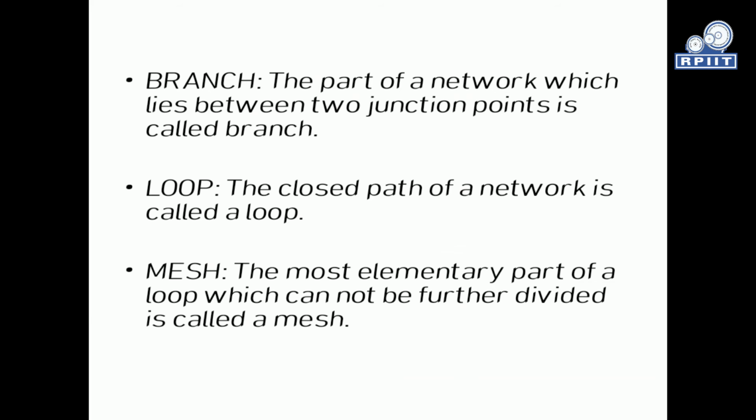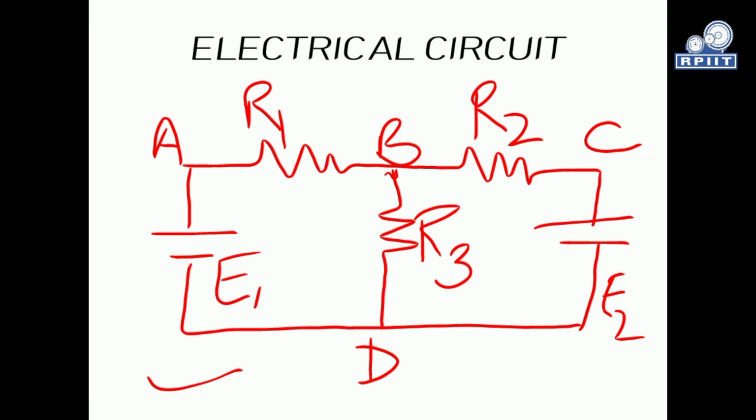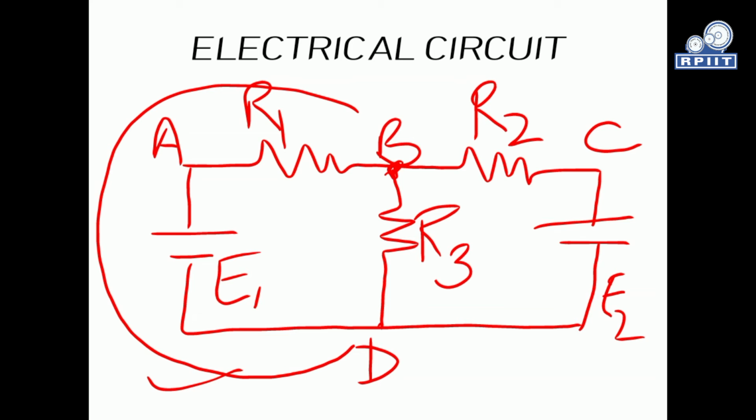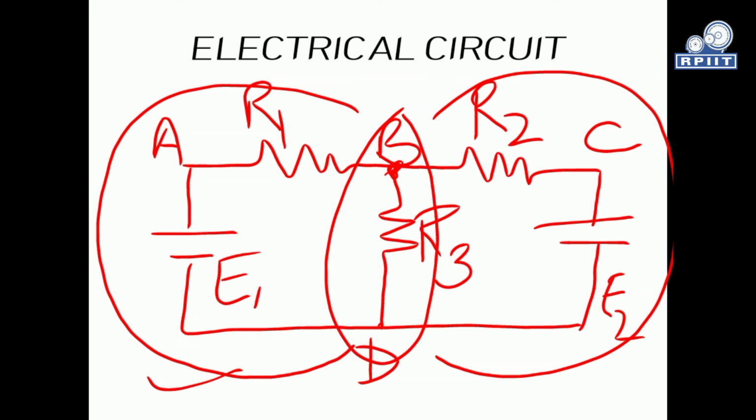Now next, what is a branch? The part of a network which lies between two junction points is called a branch. So here we can see which is connected between two junction points, between B and D. So this one is called one branch, this one is the second branch, and this is the third branch. So BAD, BCD and the third one BD are called branches.